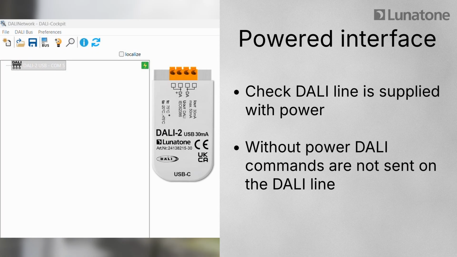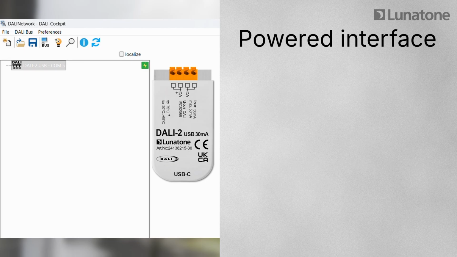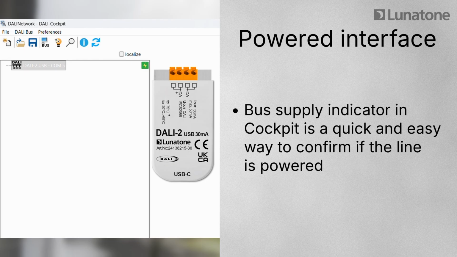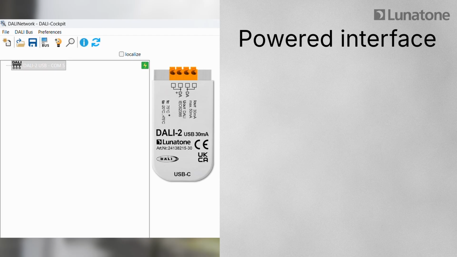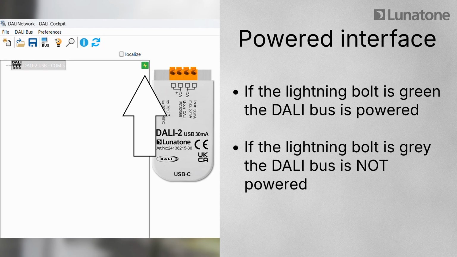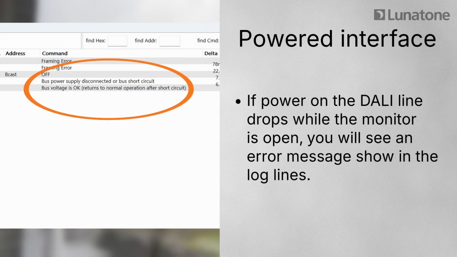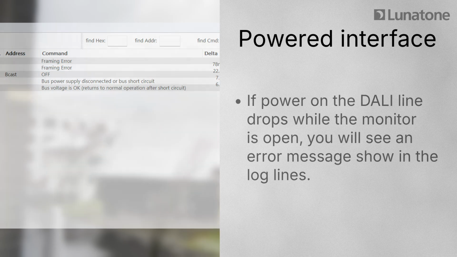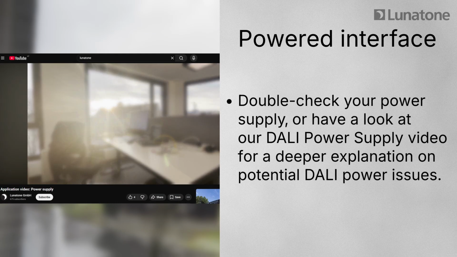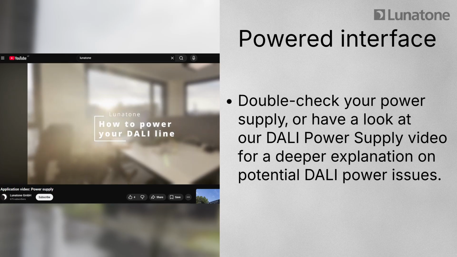Checking the bus supply. First, always check the DALI line is supplied with power. Without bus power, we won't see any commands in monitor, and devices will not react to commands being sent on the DALI line. The bus supply indicator in Cockpit is a quick and easy way to confirm that the line is powered. When looking at the interface on Cockpit, if you see a green lightning bolt, it means the bus is powered correctly. If it is grey, there is no supply and your devices will not communicate. If power on the DALI line drops while the monitor is open, you will see an error message shown in the log lines. Double check your power supply or have a look at our DALI power supply video for a deeper explanation on potential DALI power issues.